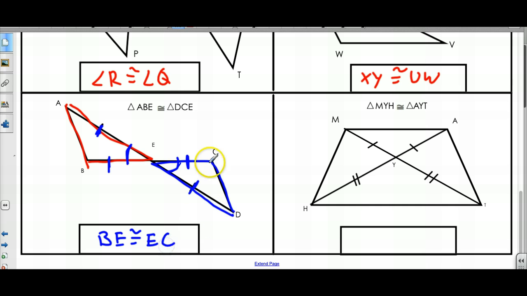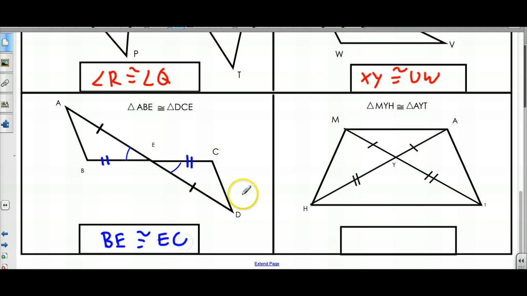All right? And sometimes it's easier just to mark, sorry, let me just erase a little bit. It's easier just to mark it if that helps. So I want this to be congruent to this, side angle side, side angle side, and then just write your congruent statement. BE is congruent to EC. And that would make these congruent using side angle side.